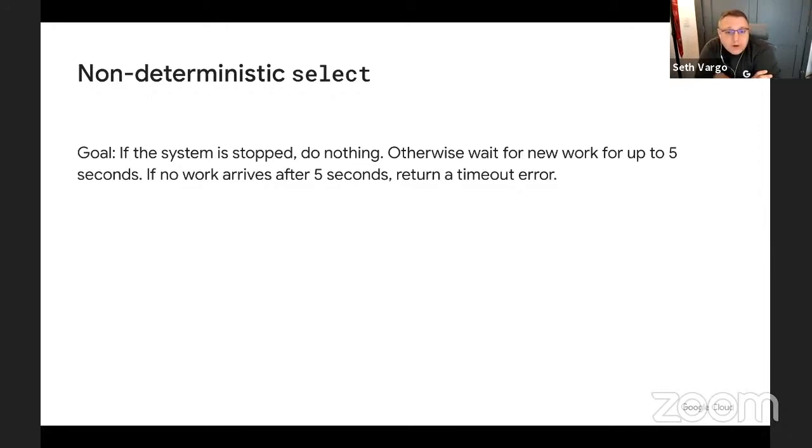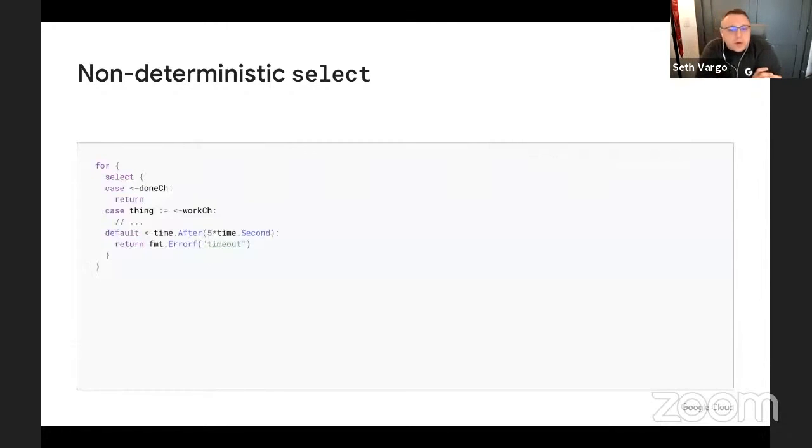It seems pretty straightforward and easy to do. For example, you may do something like this. You may say, okay, well, I'm going to sit in a for loop and I'm going to select. If I'm done, I'll just return. If I get work from the worker channel, then I'll do the work. And then otherwise, after 5 seconds, I'll return a timeout error. But can anyone spot the bugs, plural, in this code? There are two. I'll give you a few seconds to post in the chat.